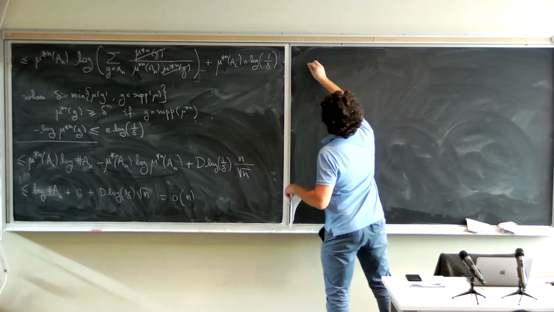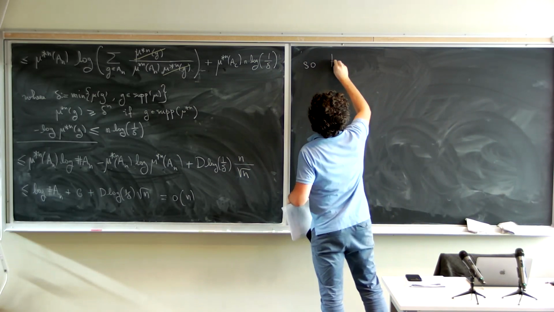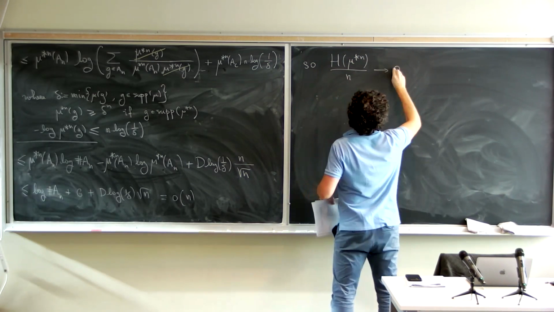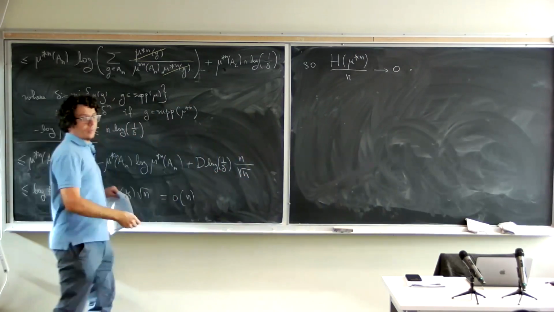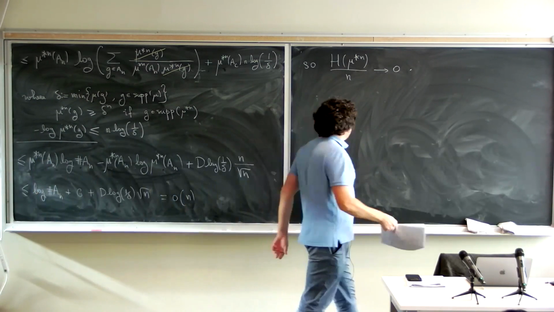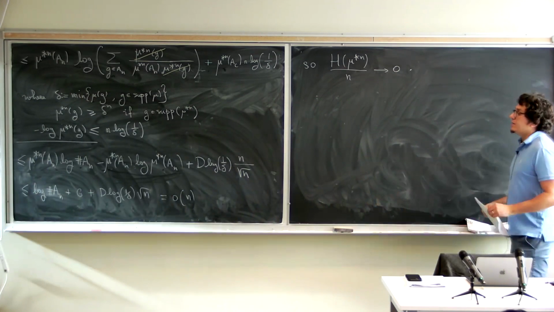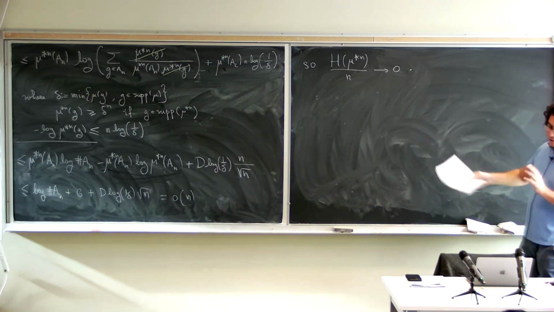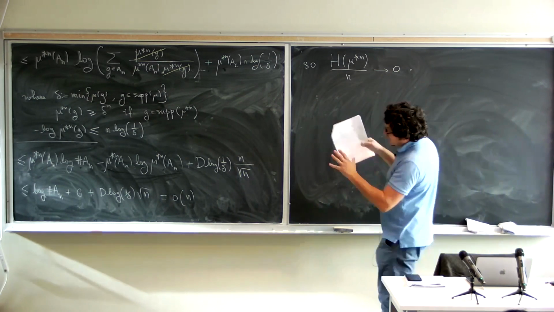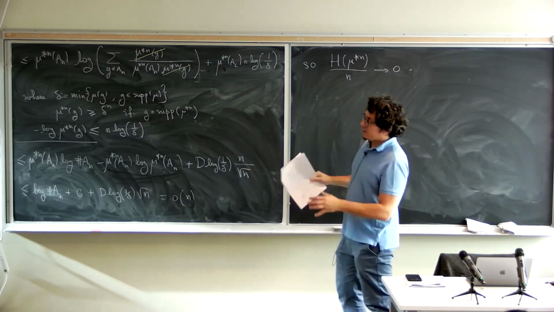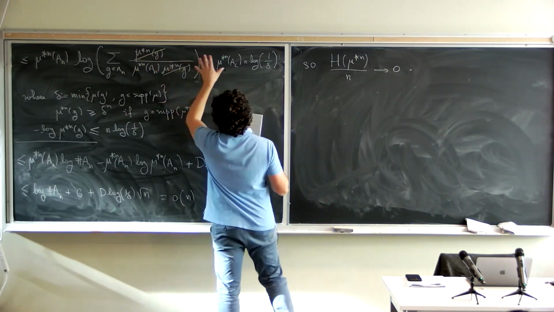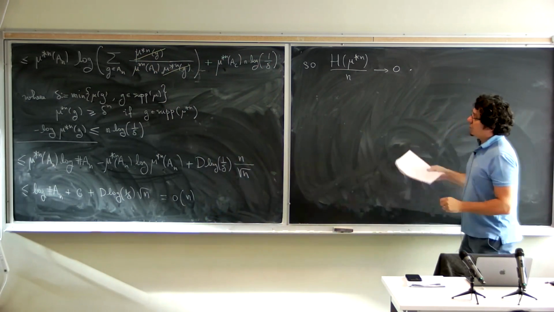So H of mu star n divided by n goes to 0. This is a classical technique of how to estimate the entropy. Usually there is a likely event which has large probability. If you know that the walk is somehow constrained somewhere with high probability, you do this type of estimate, and then there is a remainder term that you deal with in the other way.